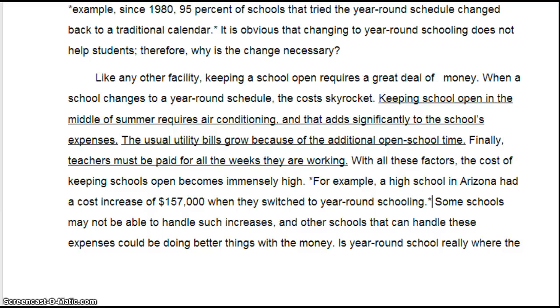They could have more thoroughly proven their claim if they would have put a piece of evidence after each one of those, some facts and figures after how much air conditioning would cost, and some facts and figures after how much the utility bills would grow. The more evidence you can add, the more solid your claim is going to be, the more valid your claim is going to be. So that paragraph is an example of not having enough evidence.